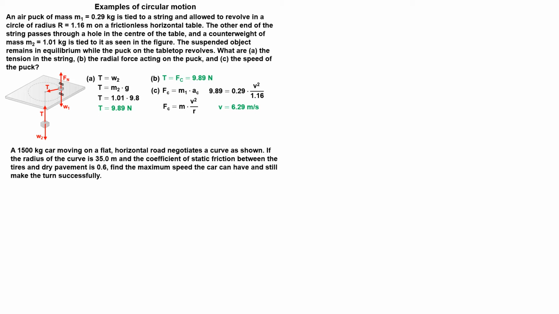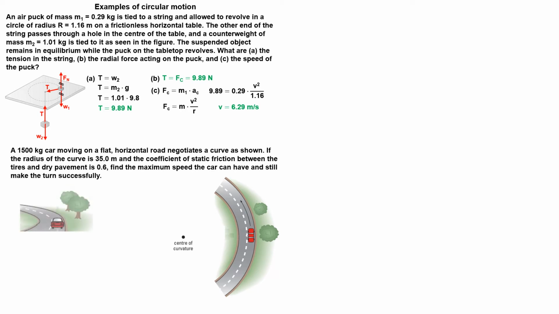Consider a car moving on a circular level road of radius 35 meters and with constant speed v. The coefficient of static friction between the tires and the dry pavement is 0.6. Let's draw a free body diagram. We see that the only forces on it are the frictional force, the gravity, and the normal force.